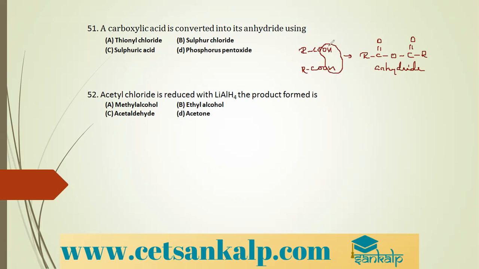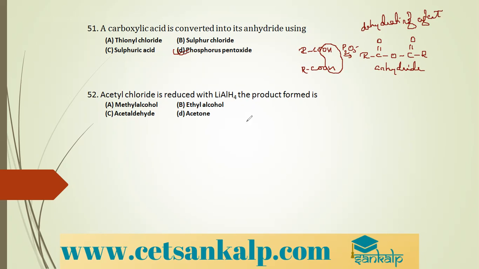The question asked is converting carboxylic acid into anhydride, what do we use? Yes, water is to be removed, so we use a dehydrating agent, and the dehydrating agent used is P2O5, phosphorus pentoxide. Okay, fine. Moving to the 52nd question.